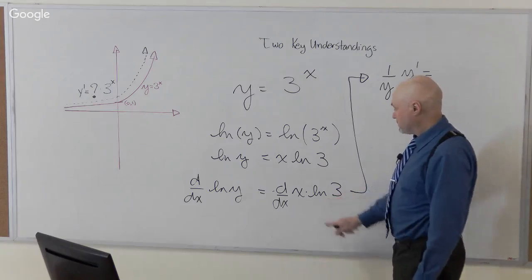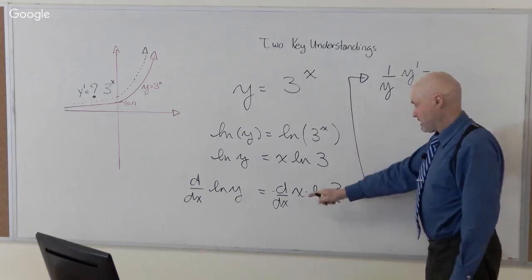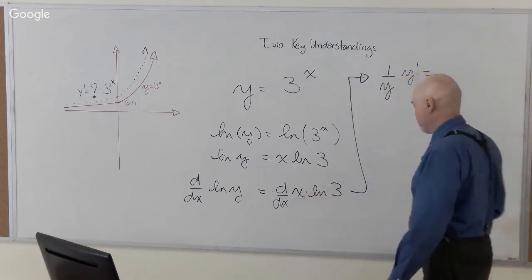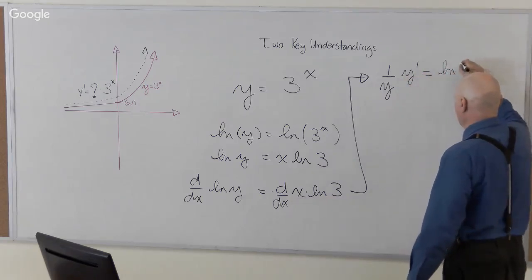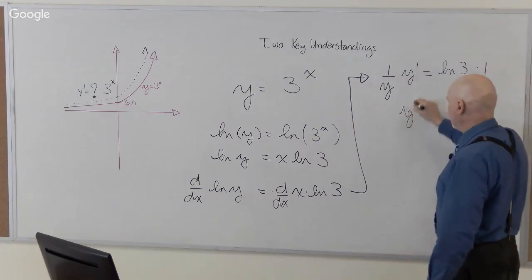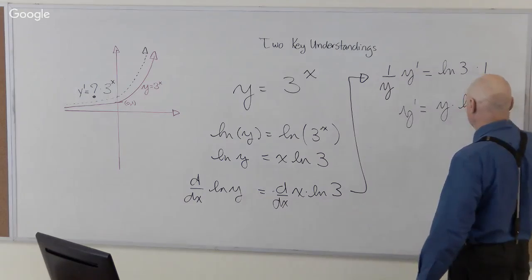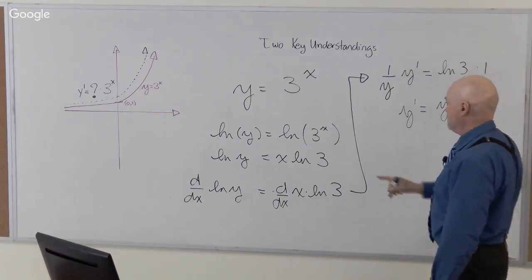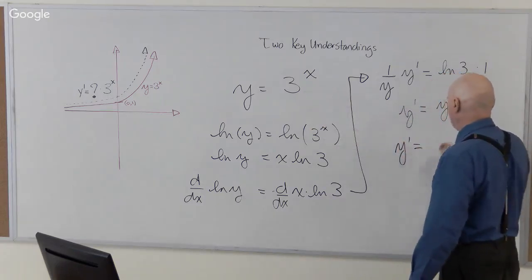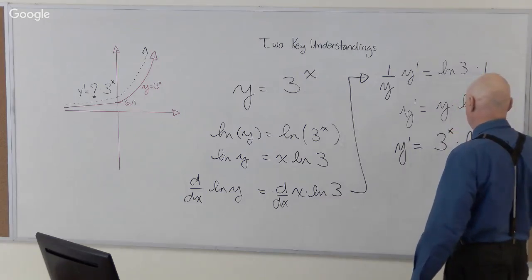This is really just a number, so I'm taking the derivative of a constant times x, and that's the same as taking a constant times the derivative of x. So this is just the natural log of 3, and the derivative of x is 1. I'm going to isolate my y prime here, and this becomes y times the natural log of 3. But wait a minute. y is just 3 to the exponent x. And so y prime is 3 to the exponent x times the natural log of 3.